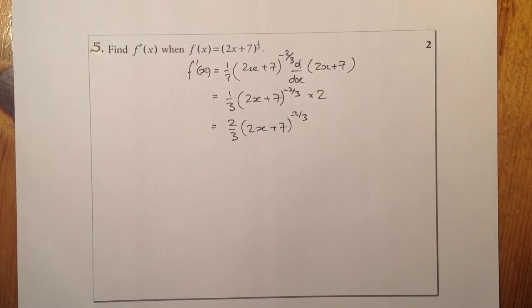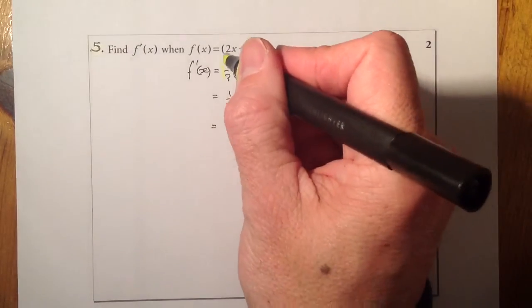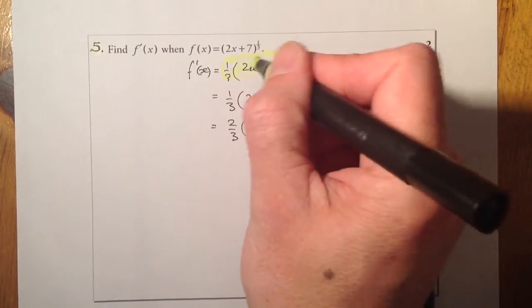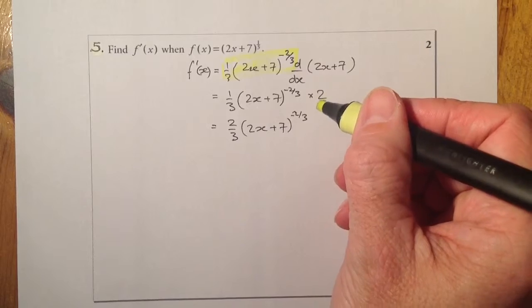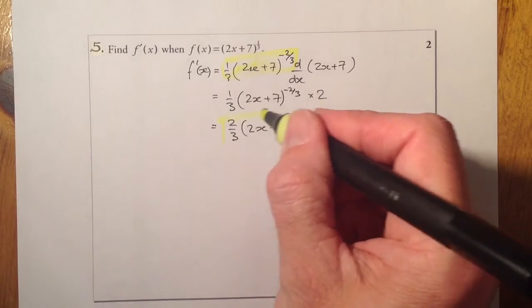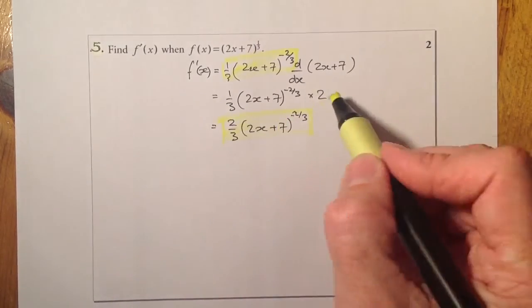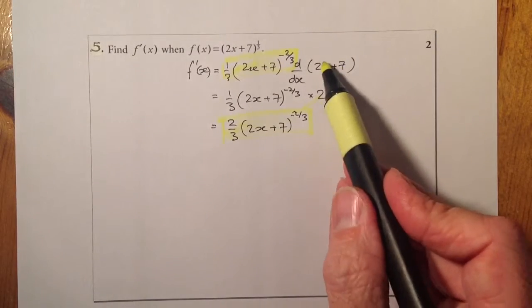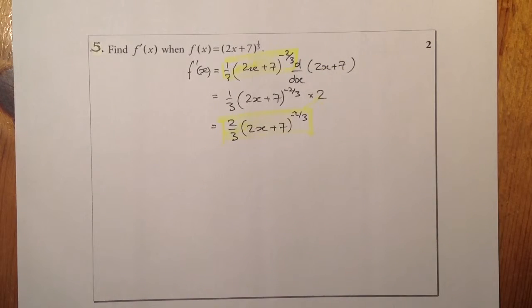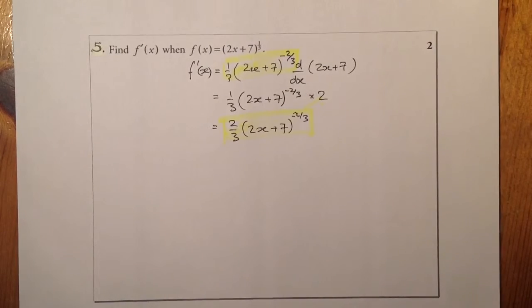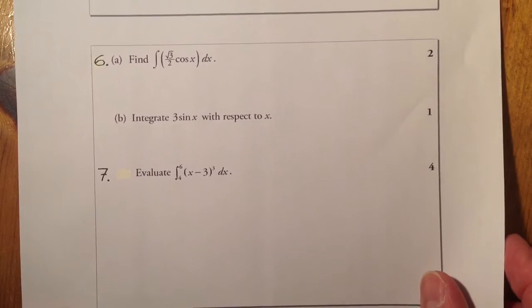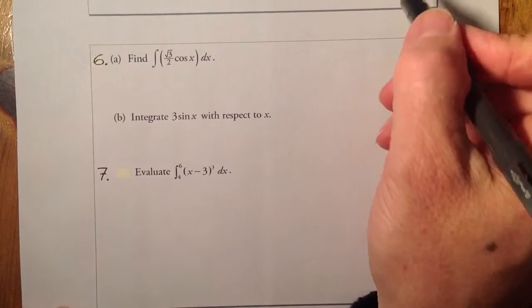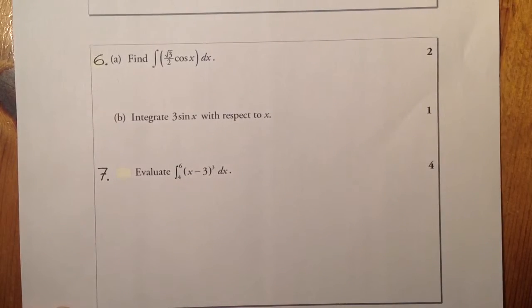The marking for this one is 2 marks. I get 1 mark for getting the first part correct and 1 mark for getting the 2 from the bracket, you know, when we do the chain rule. The above question was out of 2 marks, so let's go ahead and do question 6.